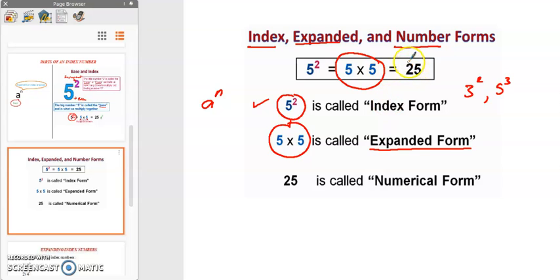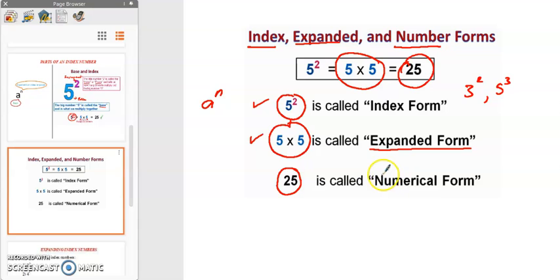And when you move to the third stage now, which is 25, you got this by multiplying 5 times 5. So you multiply the expanded form to get this form, which is known as the numerical form.